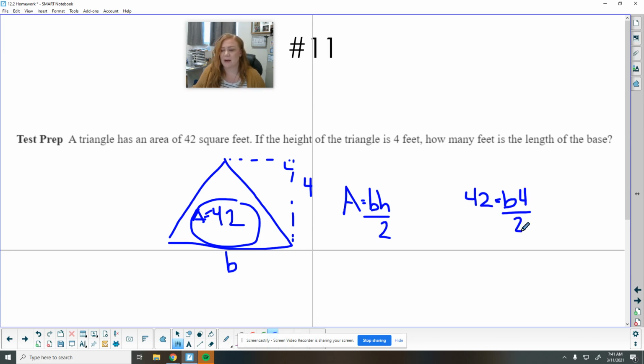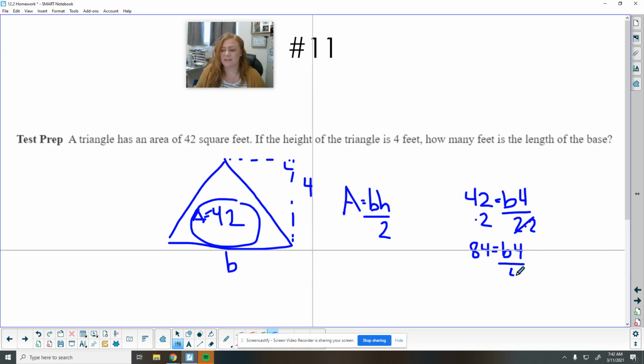So we've got to keep that part. Working backwards here, the opposite of divide by 2 is to times 2 on both sides. So this cancels out. 2 times 2 is 4. 2 times 4 is 8. So 84 equals B4.